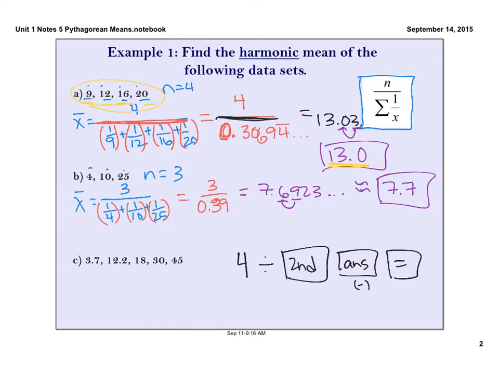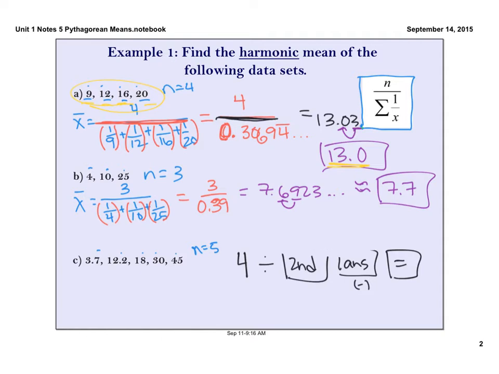And again, you should look at your data. It has to make sense. It has to fall in the range. I've got a 4, a 10, and a 25. So it makes sense to me that 7.7 would be the harmonic mean. All right, let's try one more of these. So in part C, I have 1, 2, 3, 4, 5. My n is equal to 5 there. I'm going to go ahead and erase this stuff.